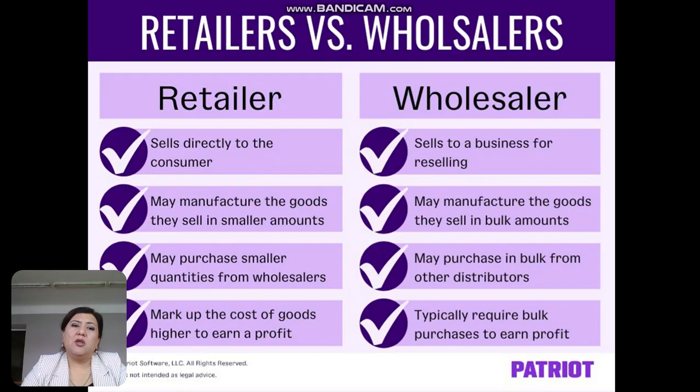And now we'll look at the differences between a retailer and a wholesaler. A retailer sells directly to the consumer, may manufacture the goods they sell in smaller amounts, may purchase smaller quantities from wholesalers, and marks up the cost of goods higher to earn a profit. A wholesaler sells to a business for reselling, may manufacture the goods they sell in bulk amounts, may purchase in bulk from other distributors, and typically requires bulk purchases to earn profit.